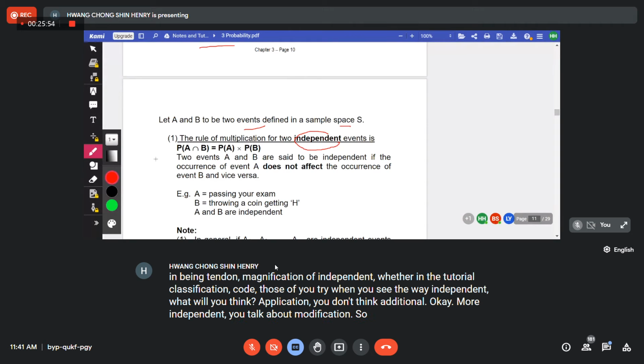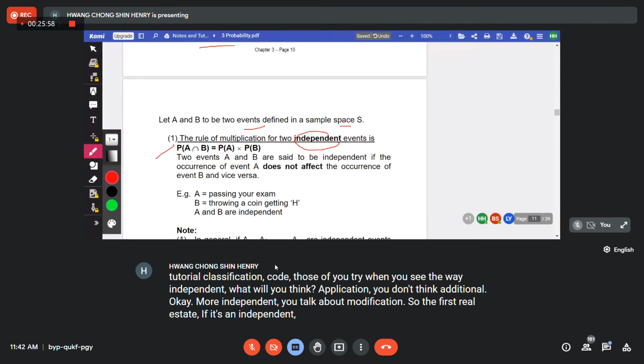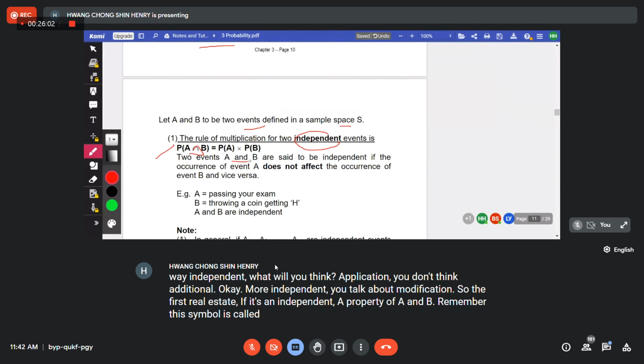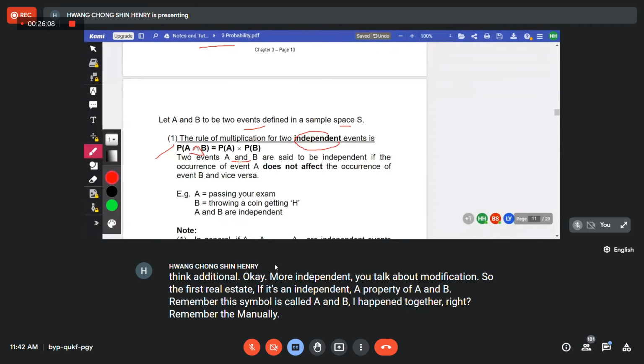So the first rule says, if it's independent, the probability of A and B, remember this symbol? This is called what? A and B, right? Happening together, remember the non-mutually exclusive? It's given by probability of A multiplied by probability of B. This is the formula.